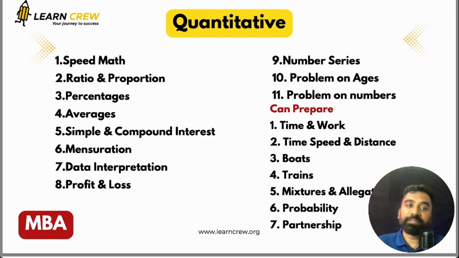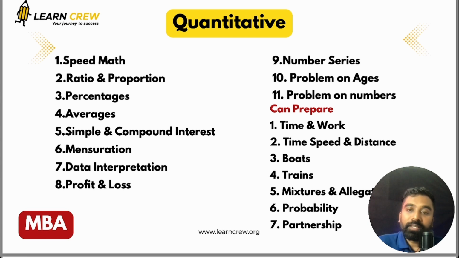Under quantitative, you have speed math, ratio and proportions, percentages, averages, simple interest and compound interest, mensuration, data interpretation, profit and loss. Now, these 8 topics are really very important. Okay. This will be helpful when you study speed math, ratio, proportions, percentages, averages. You will be able to solve most of your data interpretation questions, where you get around 6 to 7 marks easily. Mensuration has a lot of weightage in each and every exam, so you can solve some questions based on that too.